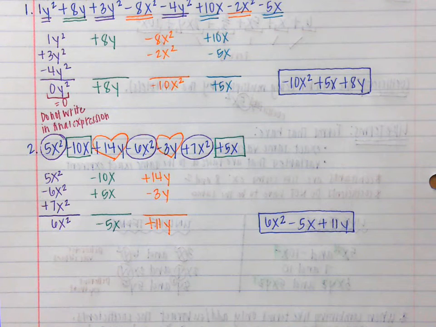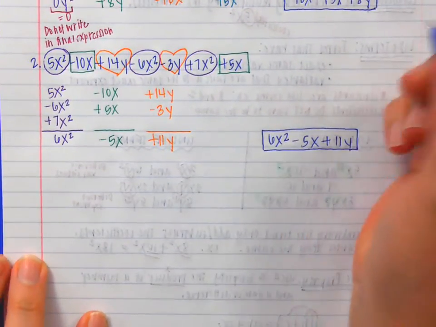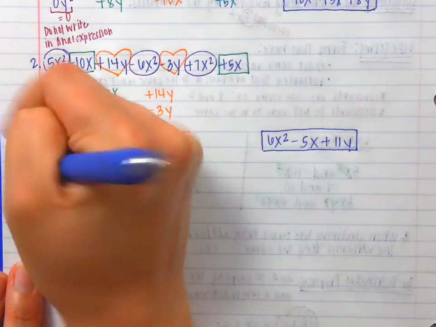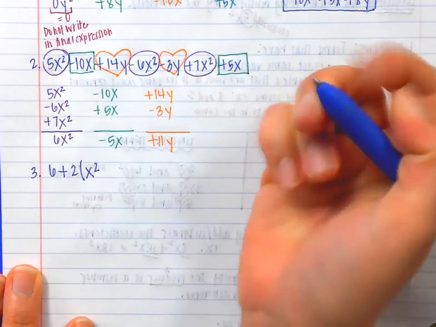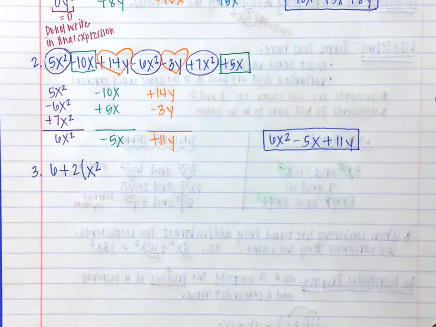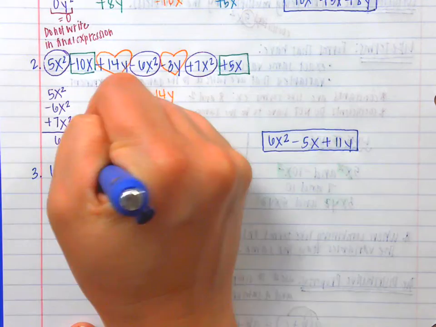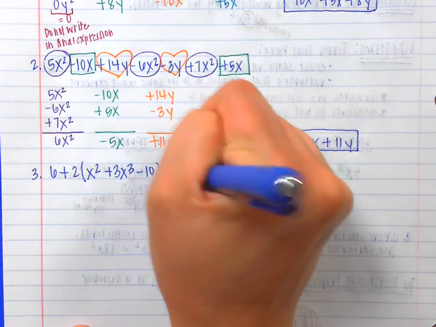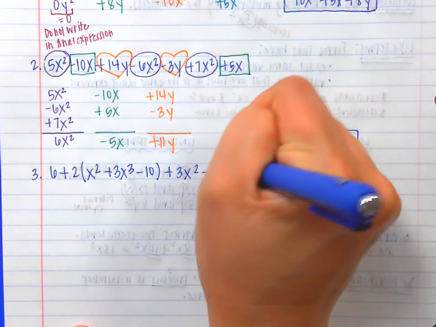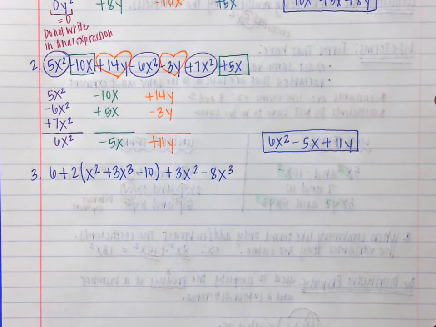Okay, we have 2 more examples, and then we will be done for the day. So let's bring in the distributive property. Number 3 is going to be 6 plus 2 times the quantity. That just means we're multiplying it by a large group, so it has the parentheses. x squared plus 3x cubed minus 10 plus 3x squared minus 8x cubed. Make sure when you're writing these down, you're writing down the correct problem. If you're not, and then you have the answer for mine, you might get confused if you're looking back at your notes.